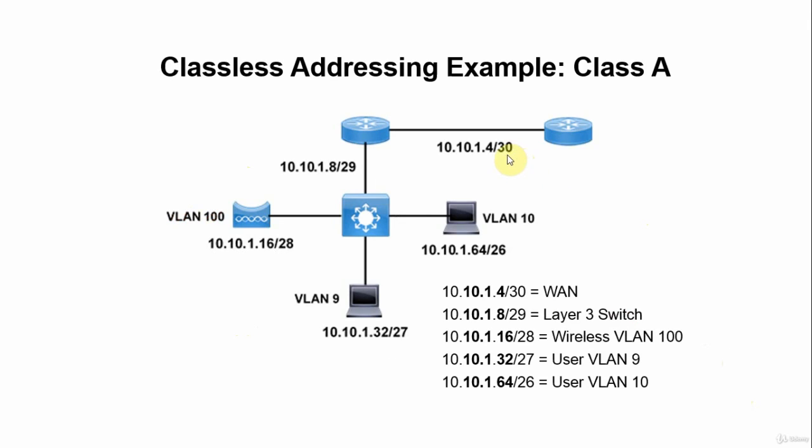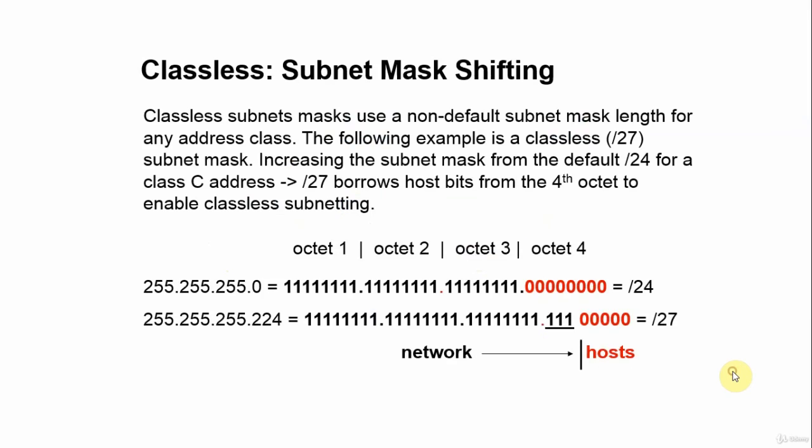And addressing is the same thing. I've got variable masks based on the number of hosts that are required for each VLAN, and that's pretty much all there is to it. This time I'm just using a Class A address to do the same thing. Class A is 10 dot, where you'll find most of the private addressing for a lot of the companies, because there's just so much you can do with a Class A.